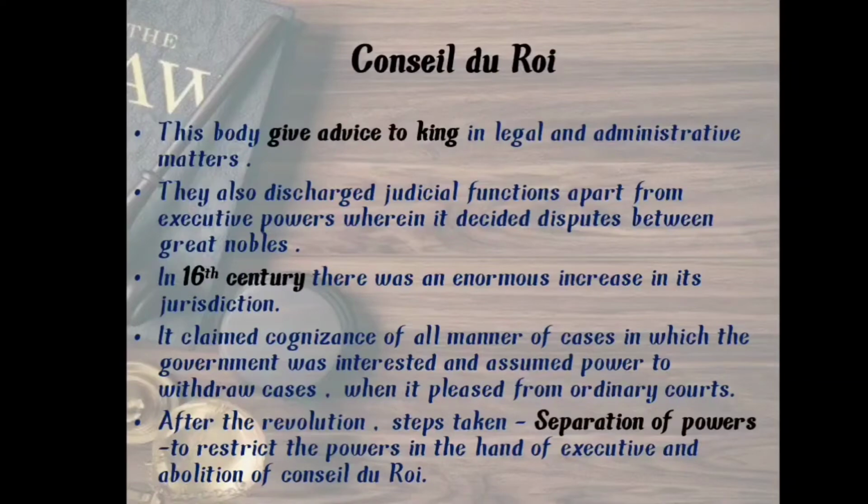Along with the executive function, Conseil du Roi also performed judicial activities which included settling disputes between the nobles of the nation. It was in the 16th century that the judiciary was slowly being overshadowed by the growing power of the executive in the form of Conseil du Roi. Autonomy on the part of Conseil du Roi proved to be detrimental for the ordinary courts.